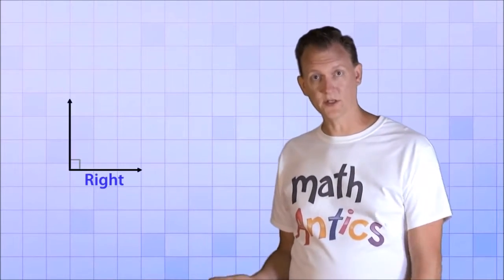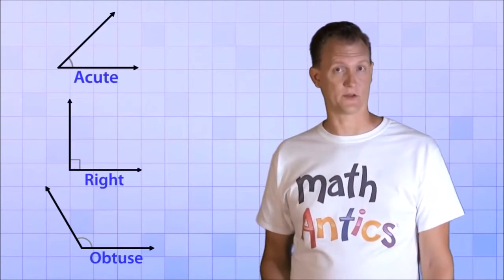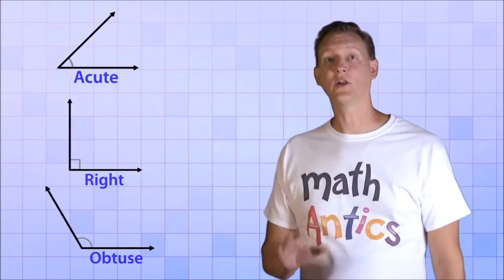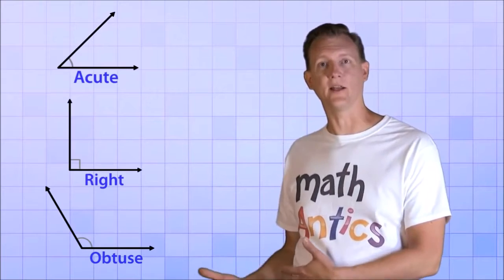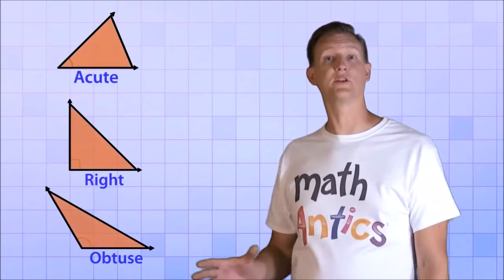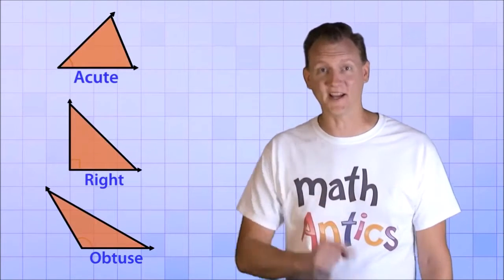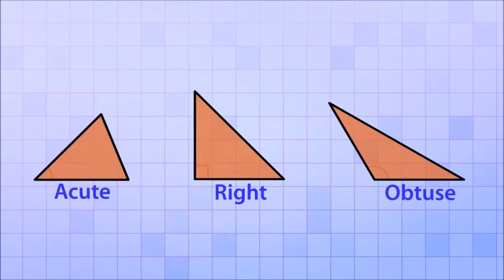Remember from our first video about angles that there's three types of angles. There's right angles, acute angles, and obtuse angles. Well, watch what happens if we use a third line in each of these angles to form closed shapes. Aha! Triangles. And can you guess what these three different kinds of triangles are called?